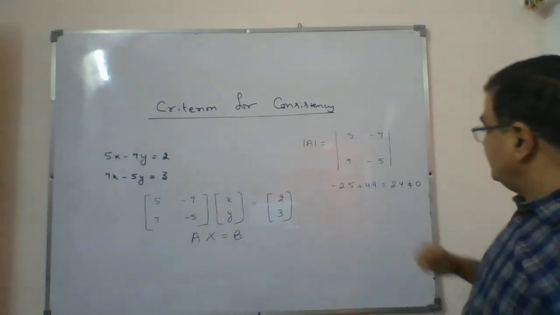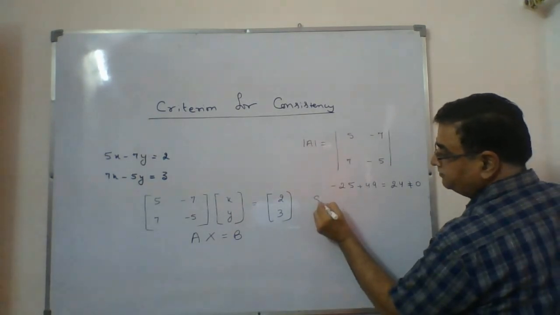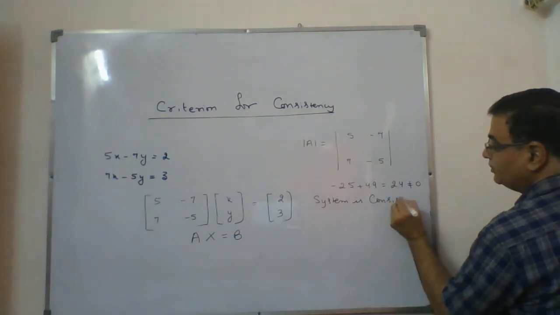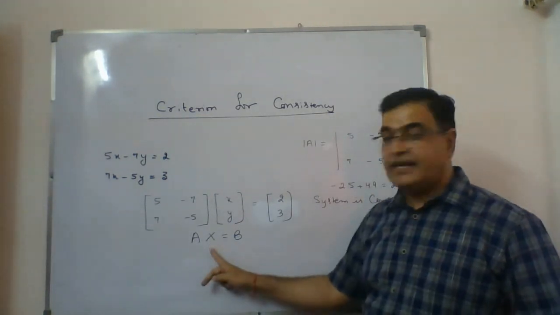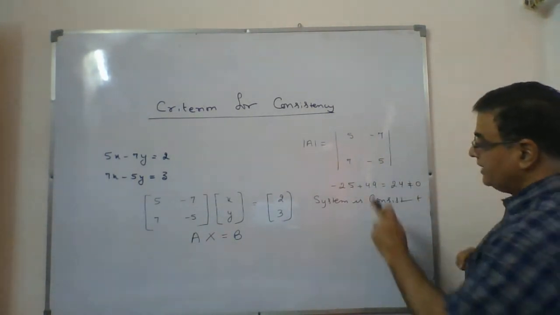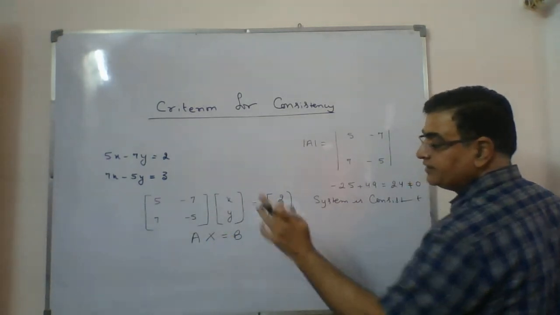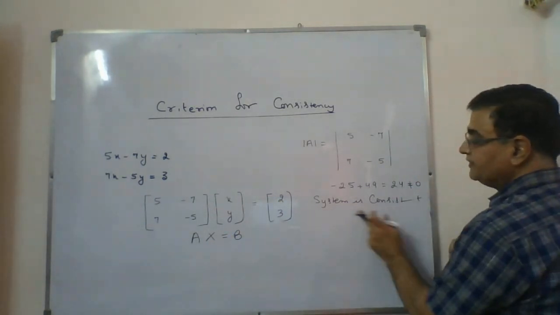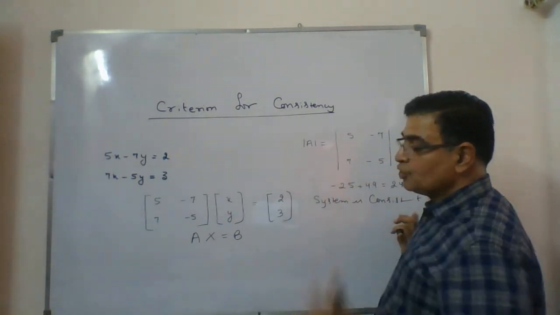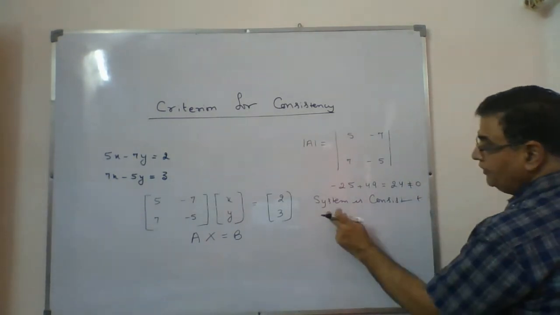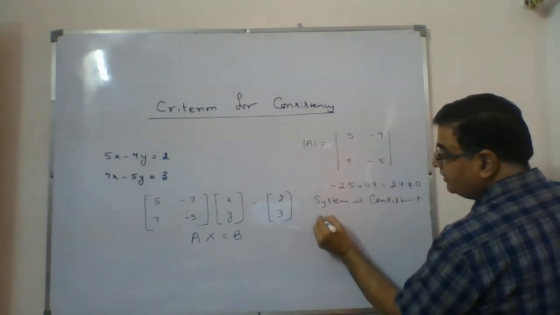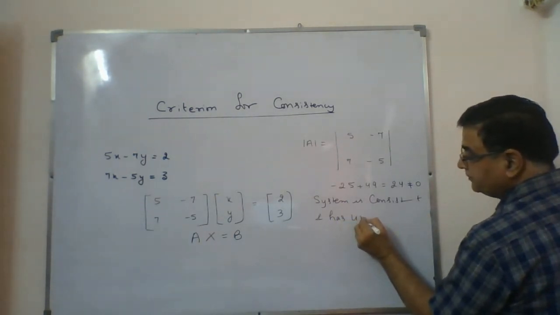That means, since this is not 0, the system is consistent now. Why is it consistent? Because I can get X now, because A inverse is possible and I can get the inverse of it. As I can calculate the inverse, X will be possible, and if it is possible, we say the system is consistent. So first thing, whenever the system is consistent, determinant A should not be 0. And if determinant A is not 0, then we say the system is consistent and at the same time has a unique solution.